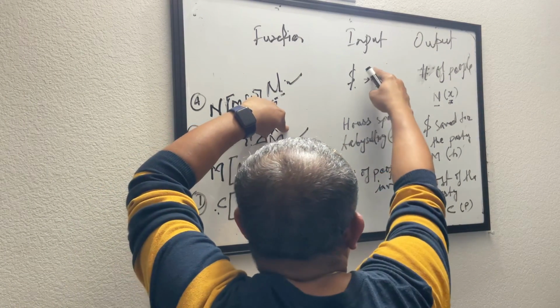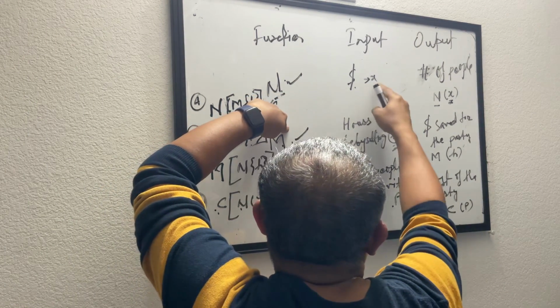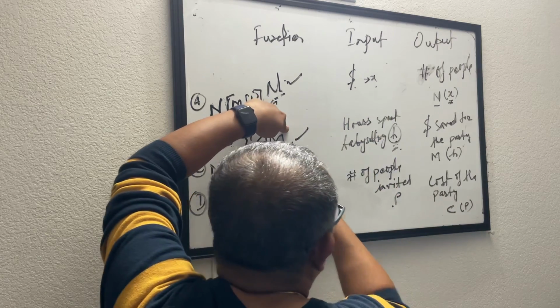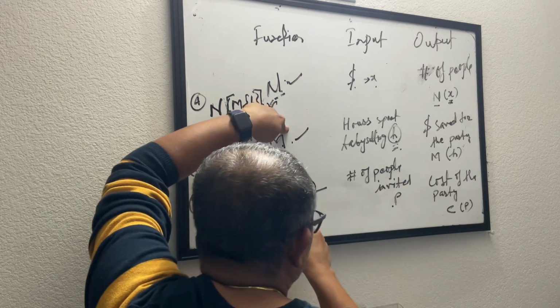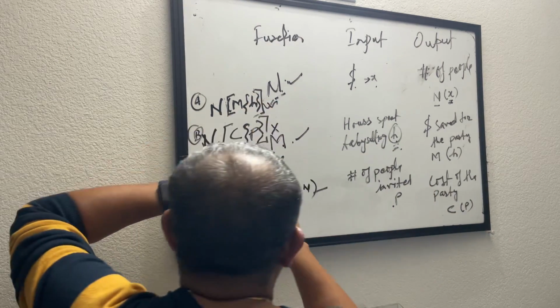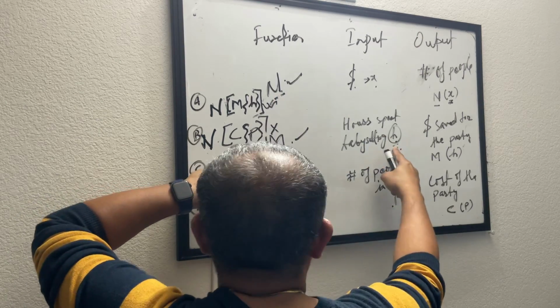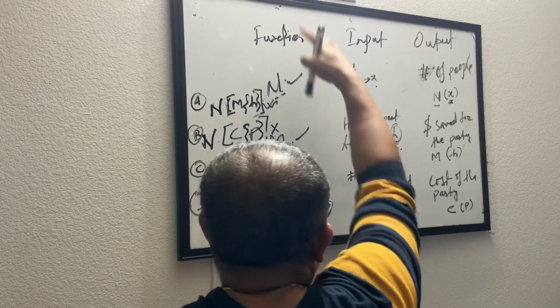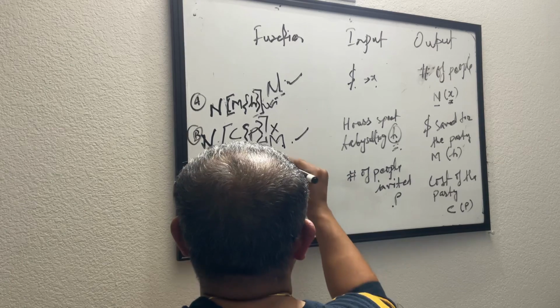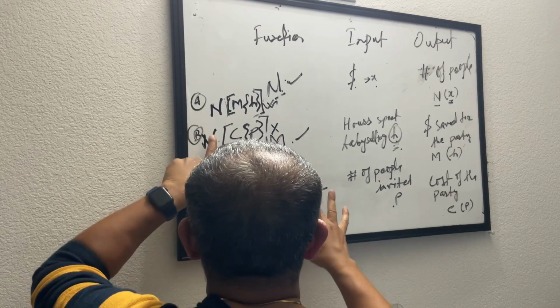There is a relationship here. N will always have input as X, M will always have input as H, and C will always have input as P. Here N has an input H. That will not work. This is contradicting the model itself. So that's why this is ruled out. Now between these two we have to pick.